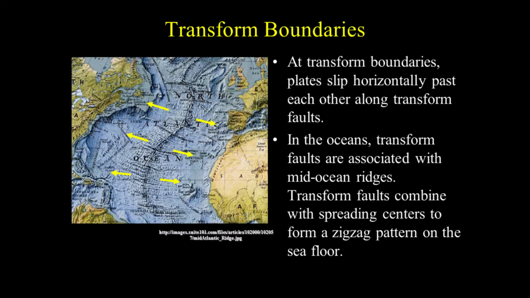In the example in this picture at transform boundaries, plates slip horizontally past each other along transform faults. In the oceans, transform faults are associated with mid-ocean ridges. Transform faults combine with spreading centers to form a zigzag pattern on the seafloor.